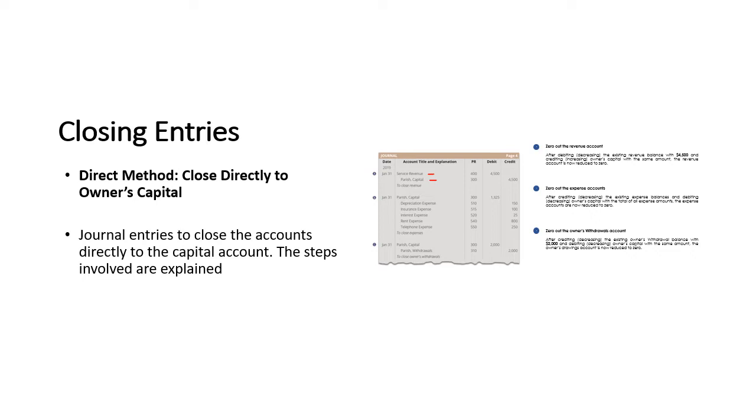The next entry: we said that all our expenses, to bring their balances to zero, we were going to have to credit them all. So they will be our credit, and if they're our credit, then capital would be our debit. And that is decreasing our capital and decreasing our expenses. And lastly, we have our withdrawals. Withdrawals increase on the debit and decrease on the credit, so we want to decrease it, so it's going to be our credit. So withdrawals will be our credit and capital will be our debit.